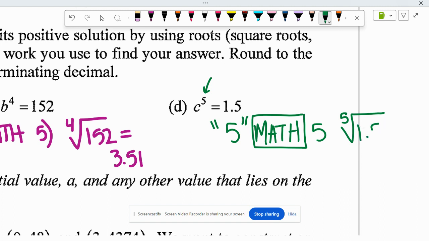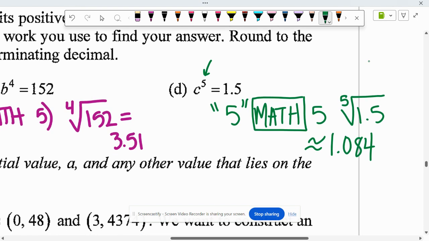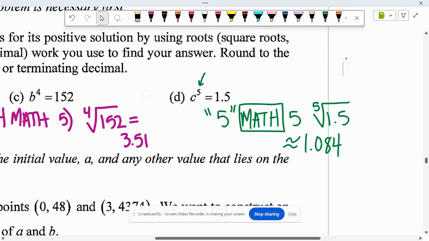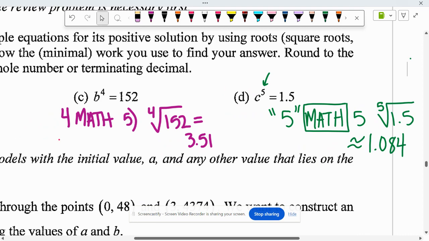And I want you to put in 1.5. It has the 5 out there for you. So 5, math, 5, and I'm going to put 1.5 in there and hit enter. And what do you get? It's about 1.084. I know it says round to the nearest hundredth, so that would be 1.08, but I want you guys to see that. So does everyone know how to find roots in their calculator? If you don't, you need to raise your hand.